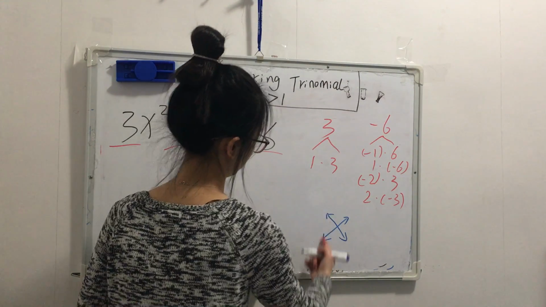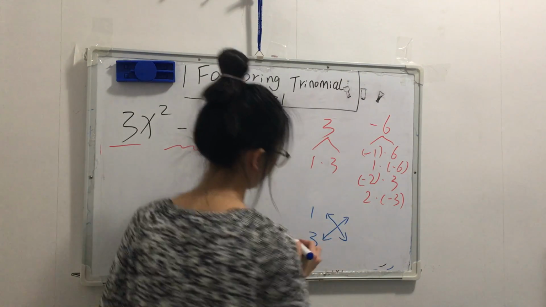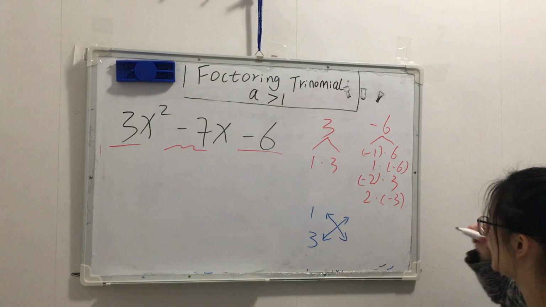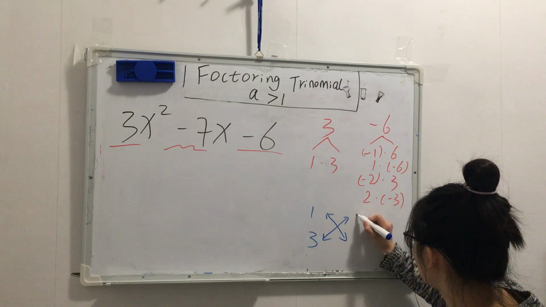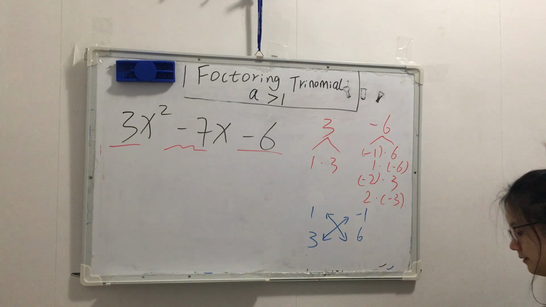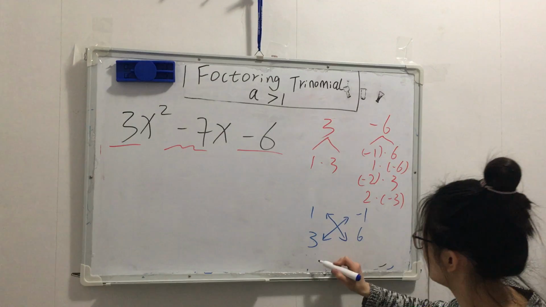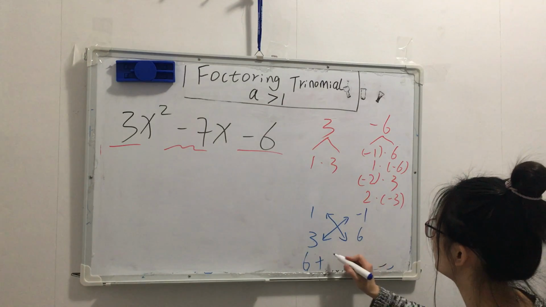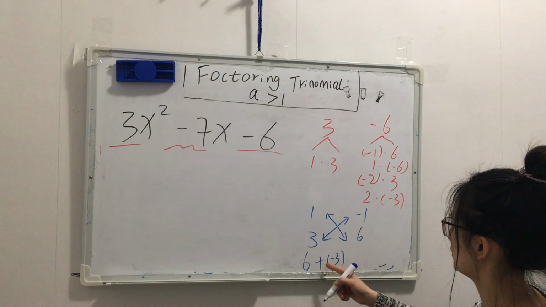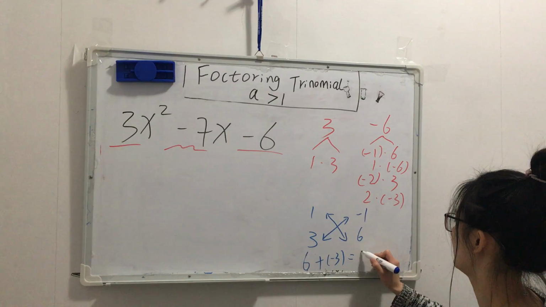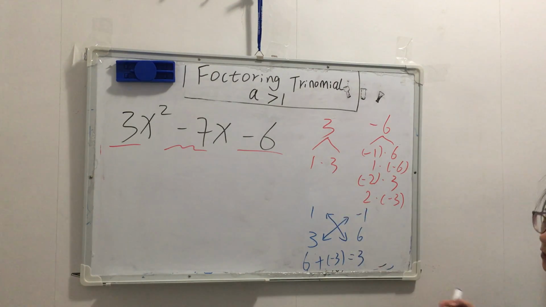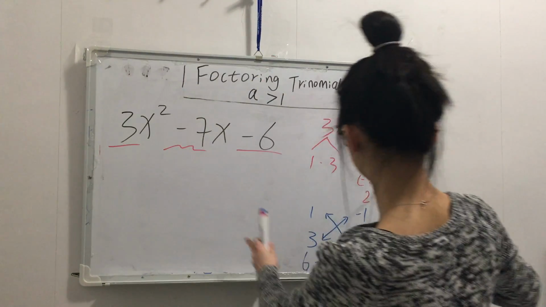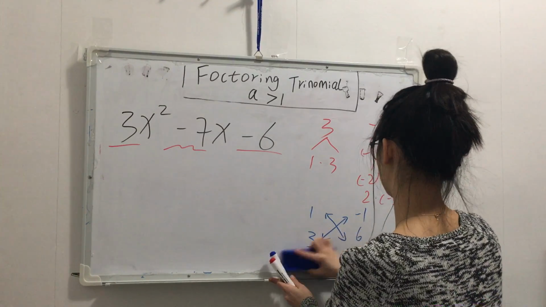Okay, then we cross multiply. On this side we write the A term, 1 and 3. On this side we write the C term. Let's try negative 1 and 6. Okay. 1 times 6 is 6, plus 3 times negative 1, which is negative 3. 6 plus negative 3, which is 3. It's not our B term, because our B term is negative 7. Okay. So this one can't work.